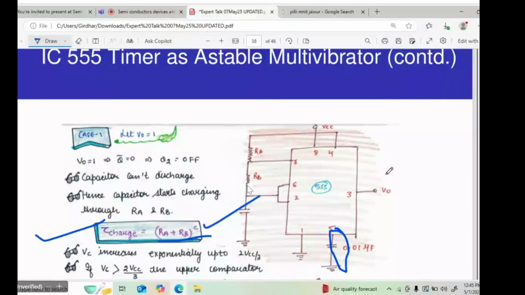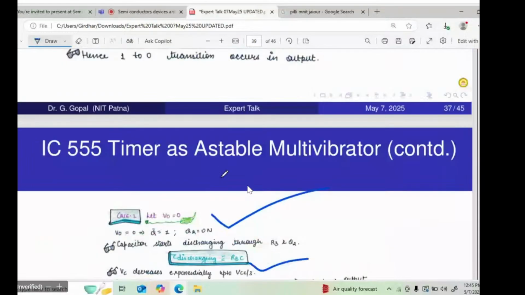That's why it is also named a voltage to frequency converter. We can use an astable multivibrator as a voltage controlled oscillator, a voltage to frequency converter, with some dedicated specification, right? Now come to the problems. I have discussed some problems here.